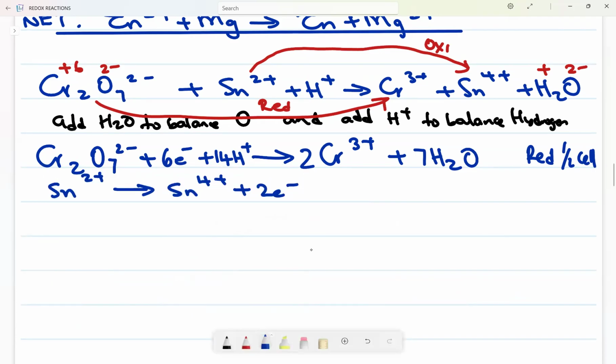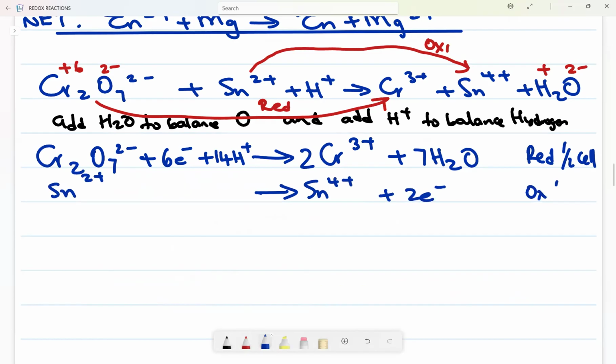Okay. When I write the net ionic, I prefer writing it like this: Sn2+ forming Sn4+ plus 2 electrons. This is the oxidation half cell, by the way. And this is very important. Remember when I want to write my net, what should happen?